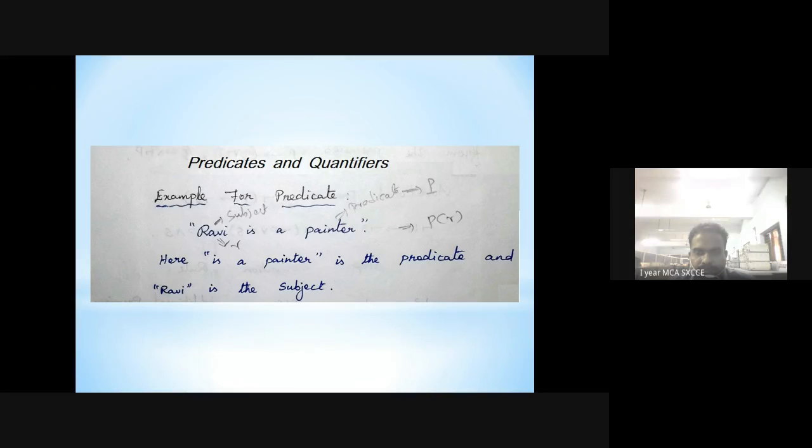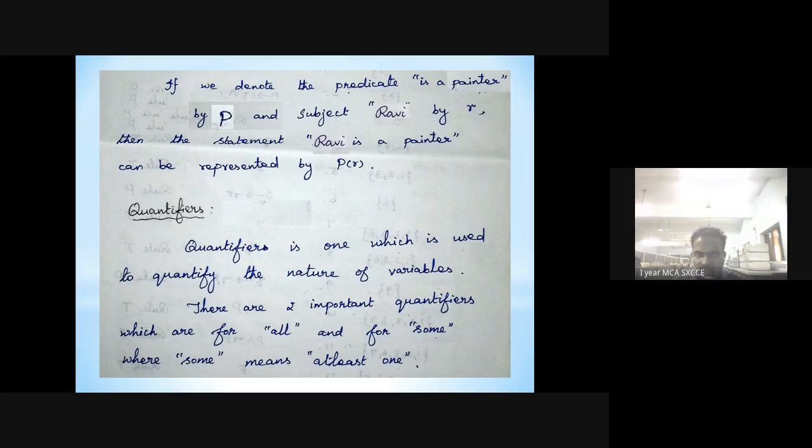இப்போ இந்த சென்டென்ஸை பாருங்க: "ரவி இஸ் ஏ பெயிண்டர்". இதில் "இஸ் ஏ பெயிண்டர்" is a predicate and ரவி is a subject. இதை எப்படி நம்ம denote பண்ணலாம்னா P of R அப்படின்னு denote பண்ணலாம். We denote it as the entire statement or sentence. The premise or proposition can be represented by P of R.